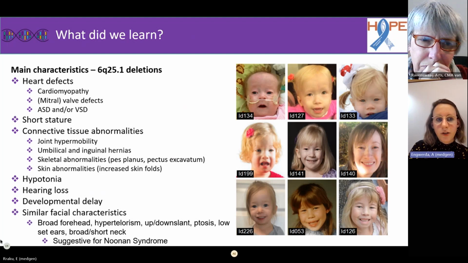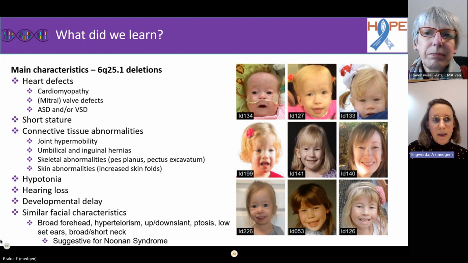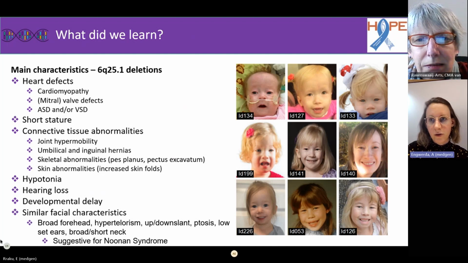Also, these individuals often had a short stature and connective tissue abnormalities. They had a low muscle tone. Sometimes they had hearing loss, and about half of the individuals with a deletion in this region had developmental delay. What was also very interesting to see, and you can also see on the right-hand side, is the pictures of individuals with such a TAP2 deletion, and it's that they look very much alike.